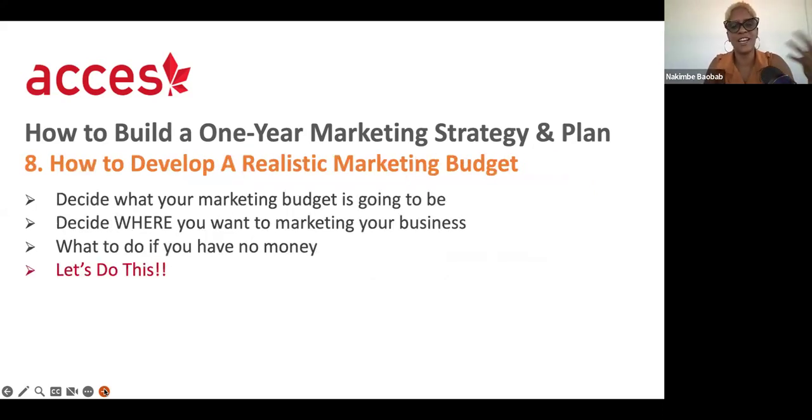You've got to decide what your marketing budget is going to be, where you're going to be marketing your business, and what to do if you have no budget. I think last time I did this presentation, I said I was going to include a slide about something called the SOLD system, which stands for Strategic Organic Leads on Demand. It's a 12 step-by-step process that tells you the exact strategy you need and the sequence in which to do certain marketing.